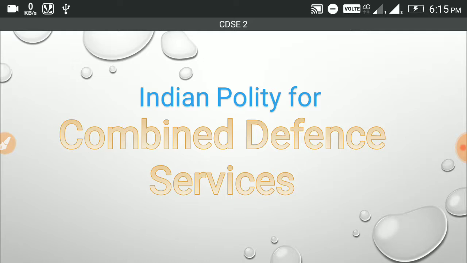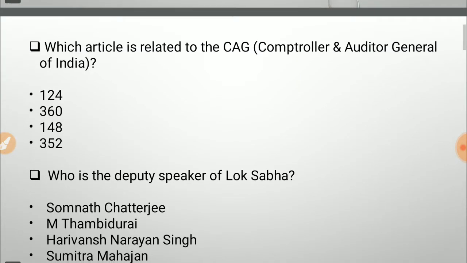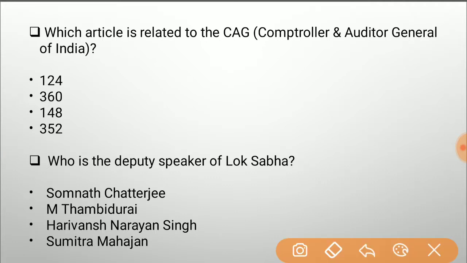Okay, so let's start. Which article is related to the CAG, Comptroller and Auditor General of India? The first option is Article 124, which relates to the Supreme Court. So this is not the one. Article 360, which relates to financial emergency. Article 148, which is the article related to CAG. So that is our answer. And the last one is Article 352, which relates to national emergency.